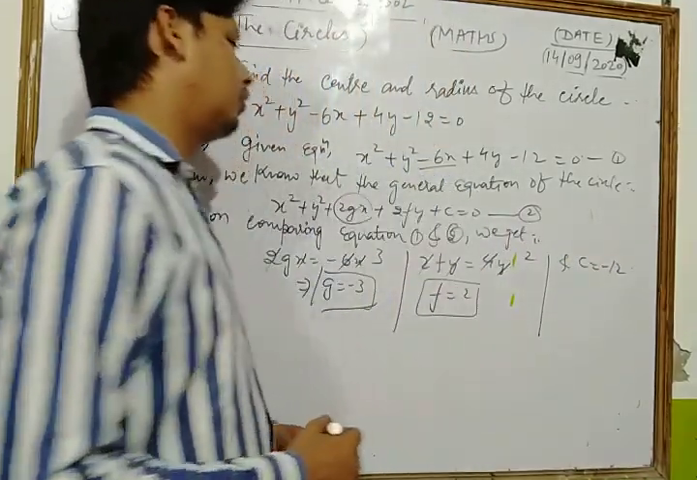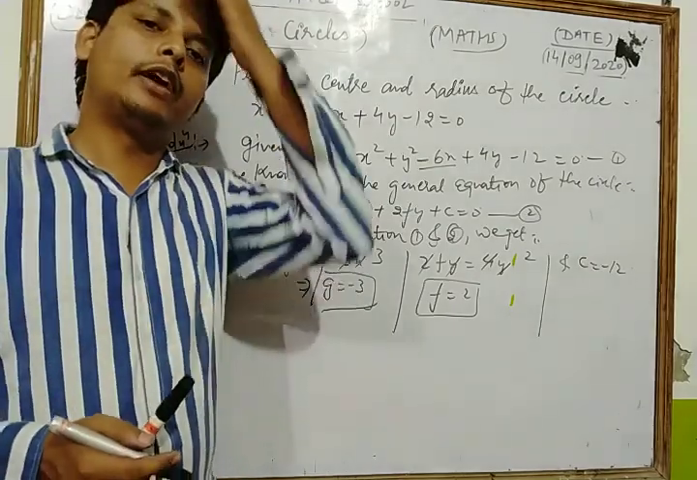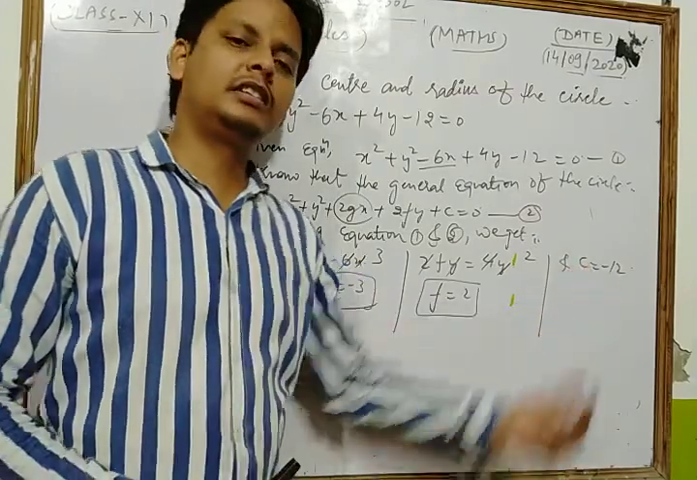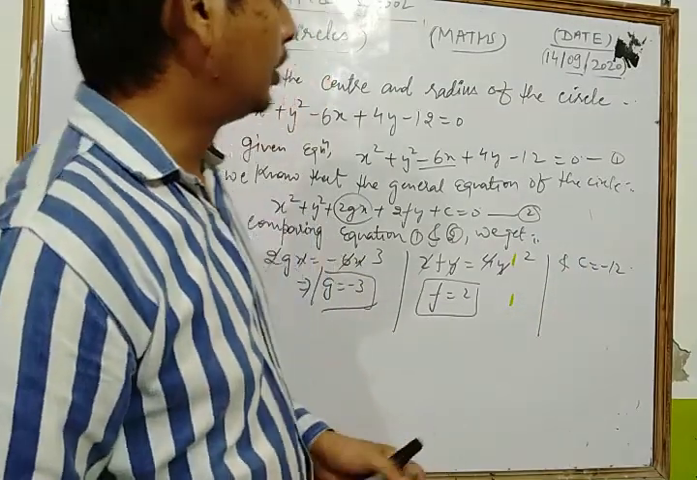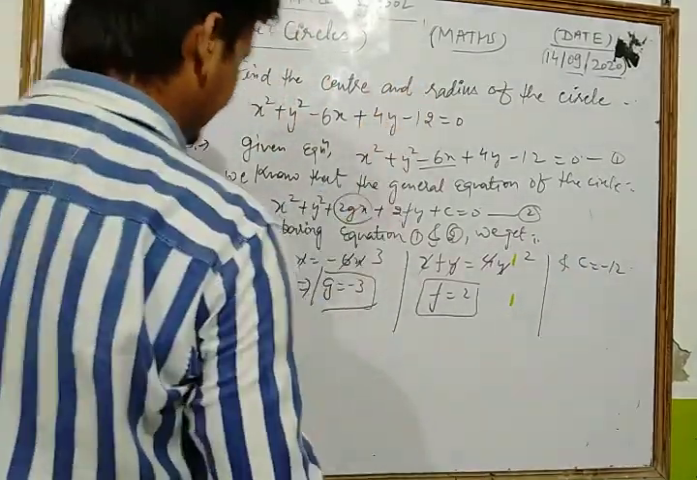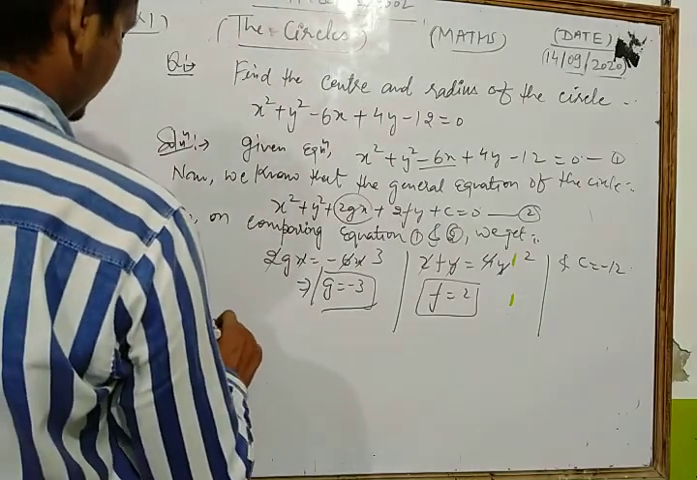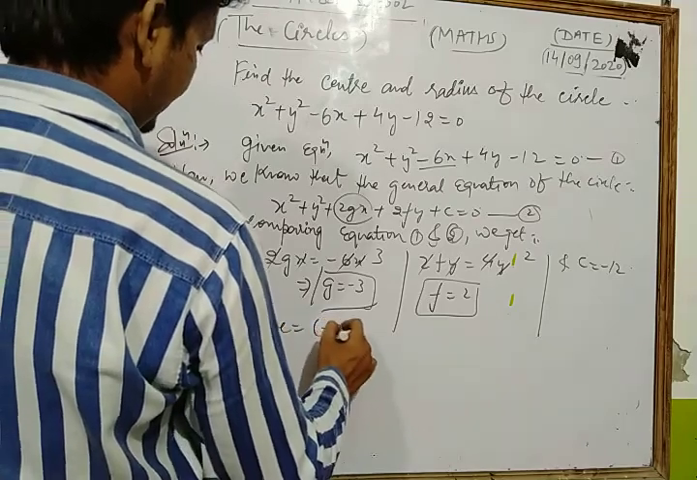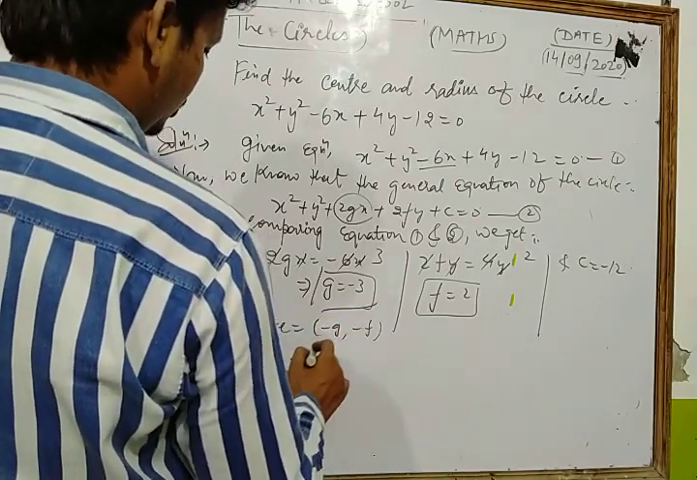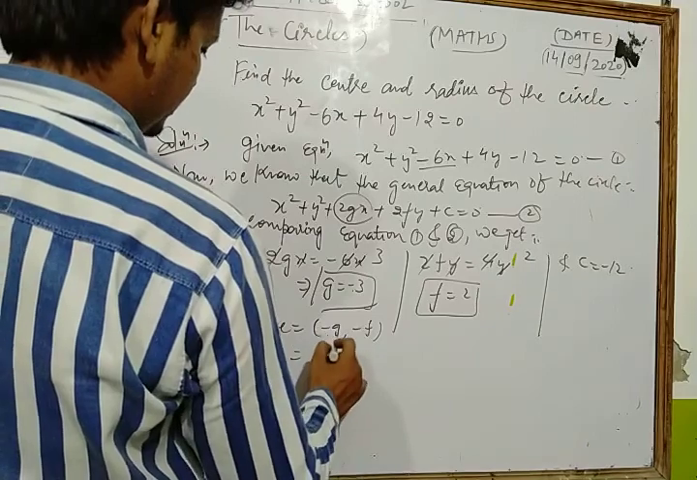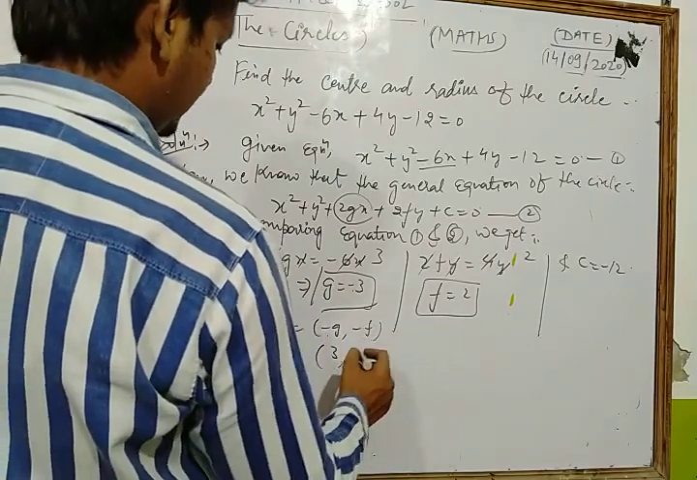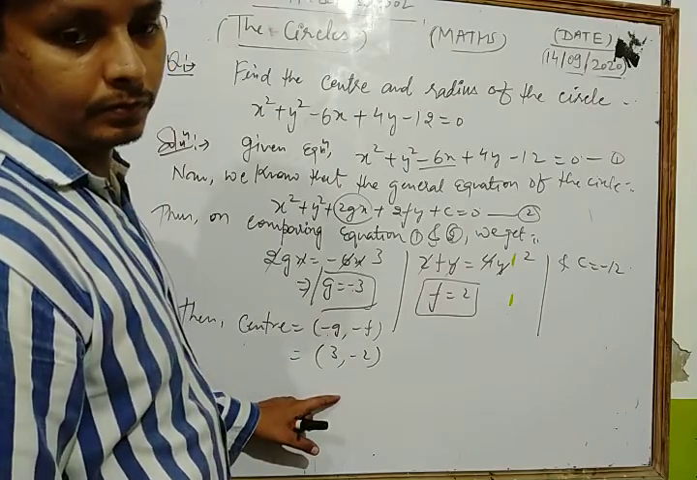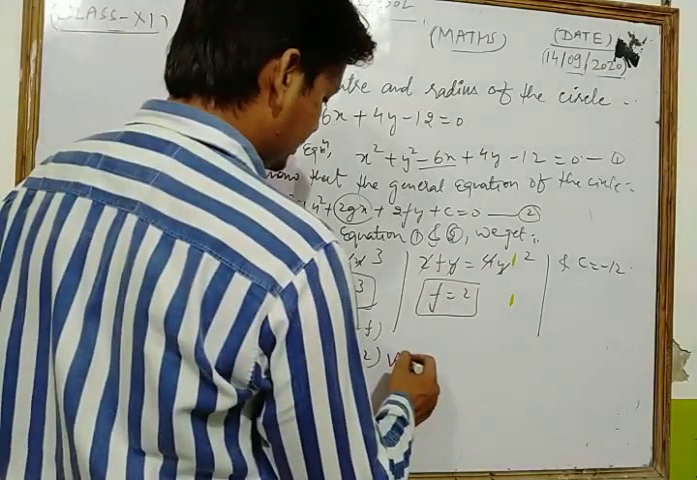So in this way, on comparing equations 1 and 2, we find the values of g, f and c. Now we find the center of the circle and the radius. The center of the circle is minus g comma minus f. Now we put the values. So minus g gives plus 3, and the value of f is 2, so minus f is minus 2. In this way, the center of the circle is (3, minus 2). This is one answer.